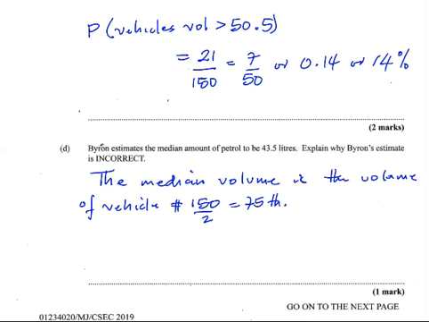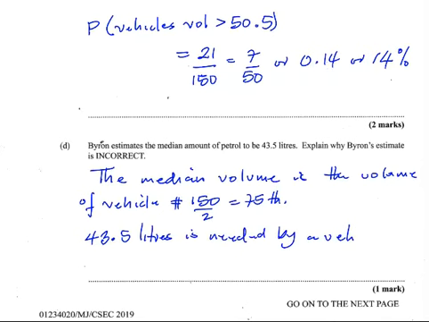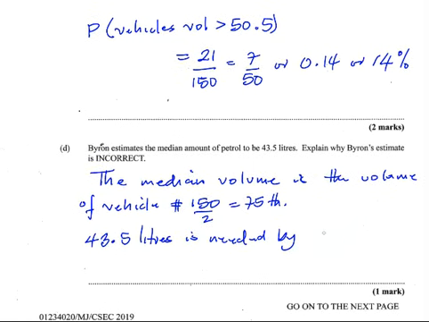All right. Now, 43.5 liters is needed. 43.5 is in the interval of liters needed by a vehicle, 101 to 125.